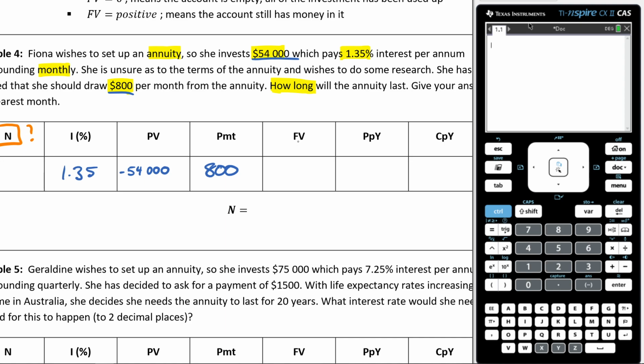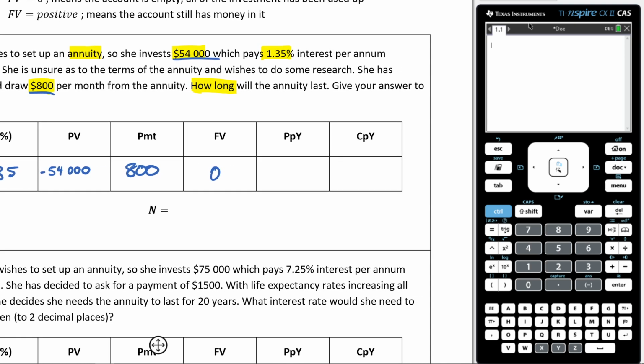What's the future value going to be? Well, the future value is going to be 0 because we're trying to figure out how long this thing will last for, so when it will hit 0. We're also told that it's compounding monthly and she's receiving payments monthly. It will be 12/12. So remember, PPY and CPY will always be the same.